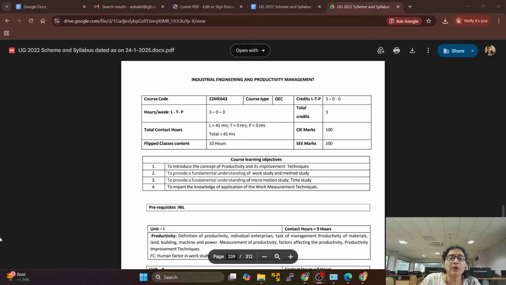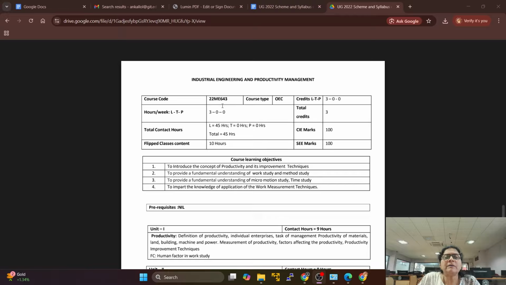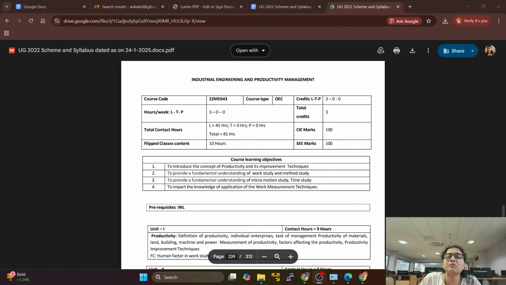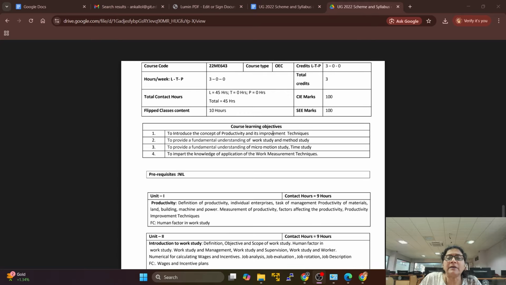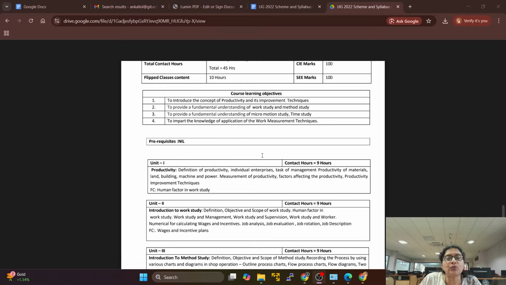So, in the first unit, you are going to learn, as you can see here, this is 22 ME 643, the course code for this subject. There are 3 credits: 100 marks question, CI is 100 marks, SW is 100 marks, and 45 hours of classes. The course learning objectives and all, you can go through later.